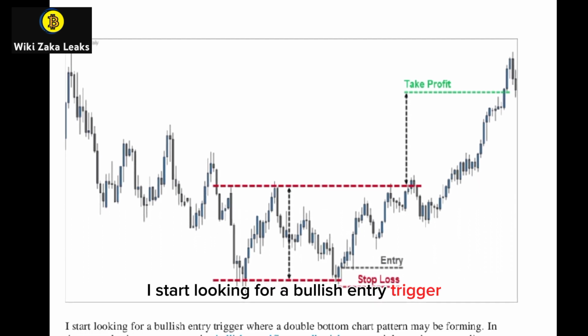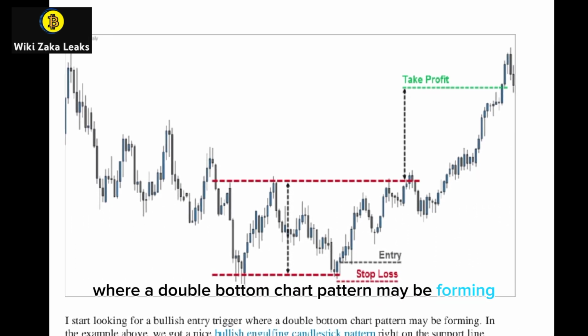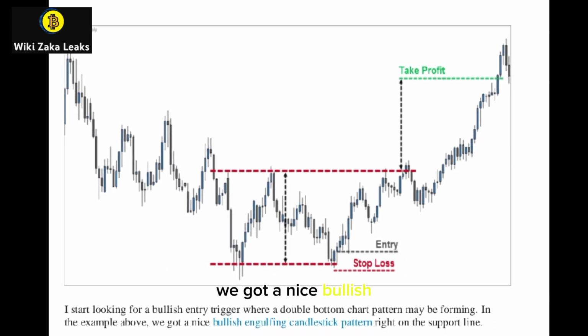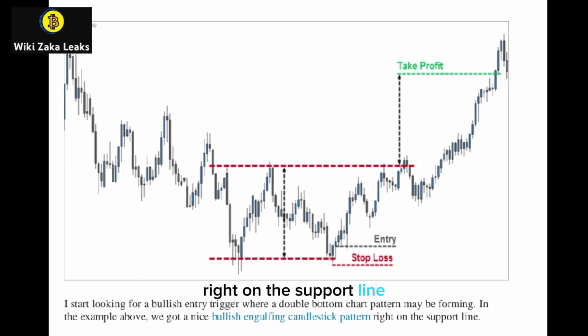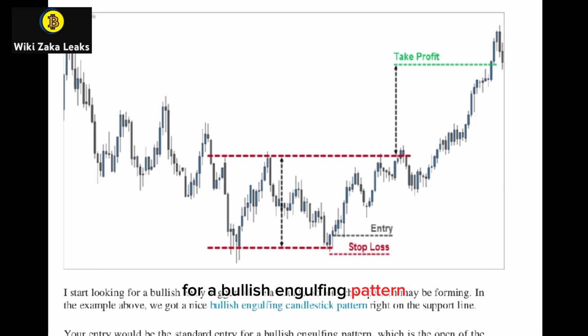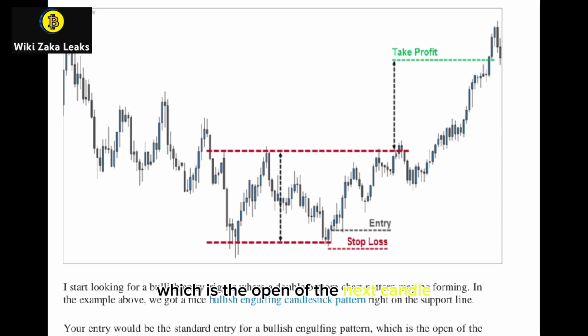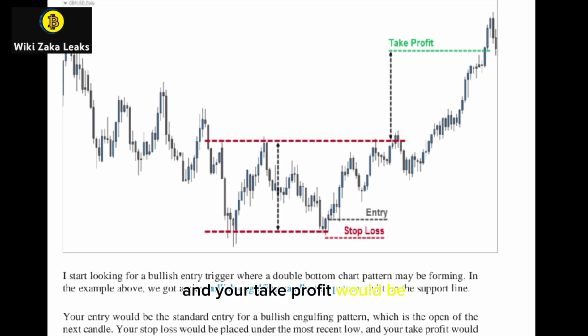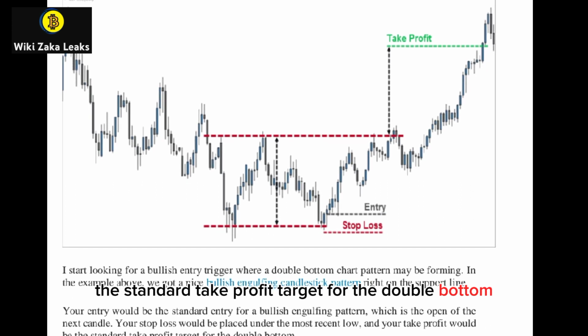I start looking for a bullish entry trigger where a double bottom chart pattern may be forming. In this example, we got a nice bullish engulfing candlestick pattern right on the support line. Your entry would be the standard entry for a bullish engulfing pattern, which is the open of the next candle. Your stop loss would be placed under the most recent low, and your take profit would be the standard take profit target for the double bottom.